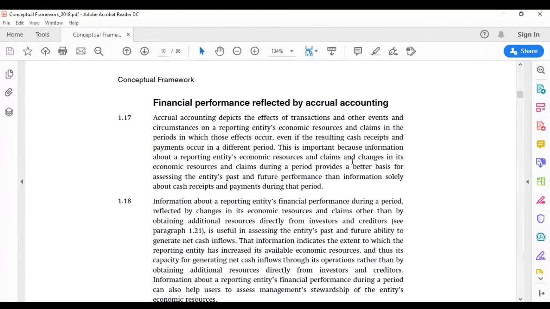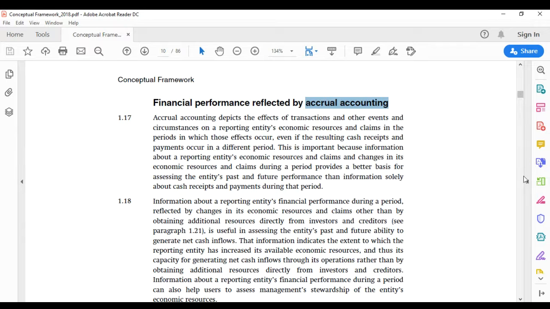I'm just going to read this part as well. This is important because information about a reporting entity's economic resources and claims and changes in those resources and claims during a period provides a better basis for assessing the entity's past and future performance than information solely about cash receipts and payments during that period. Okay, so let us discuss what is really meant by accrual accounting.